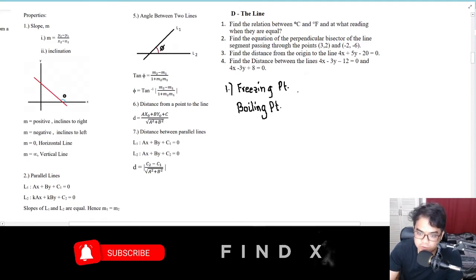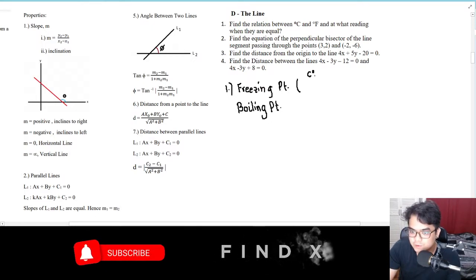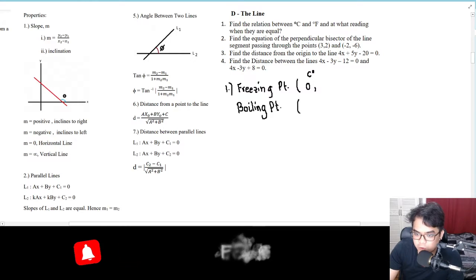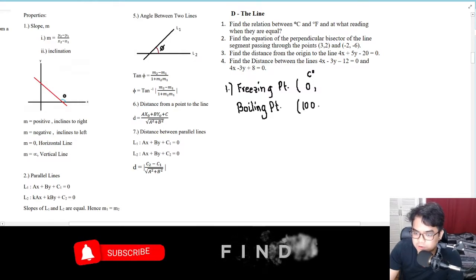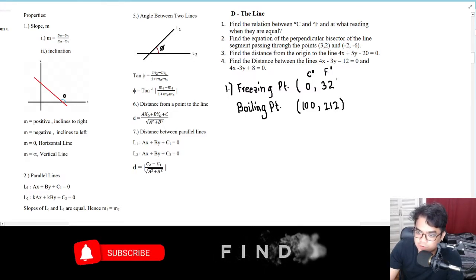Let's say of water. Most common is water. So for Celsius, the freezing point is 0, and the boiling point is 100. How about for Fahrenheit? This is 32 and this is 212. That will be the boiling point in Fahrenheit.